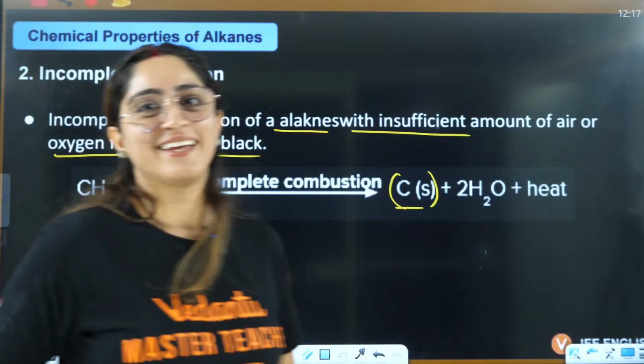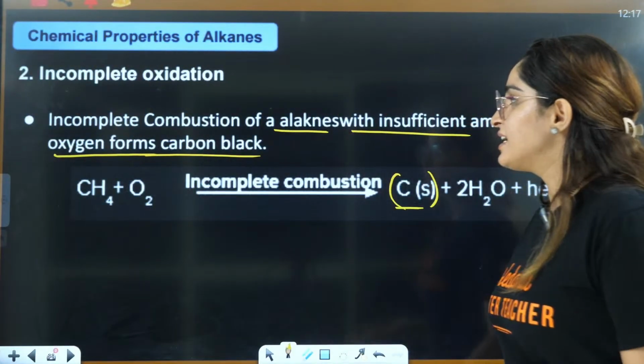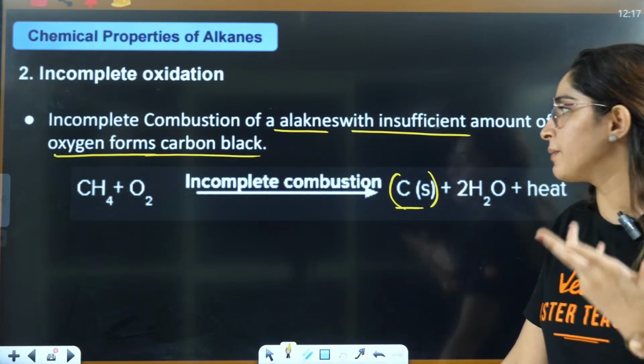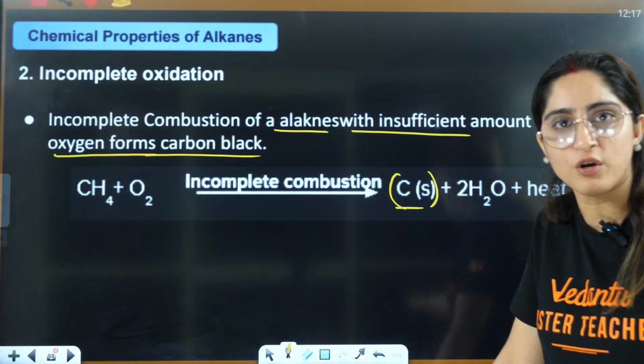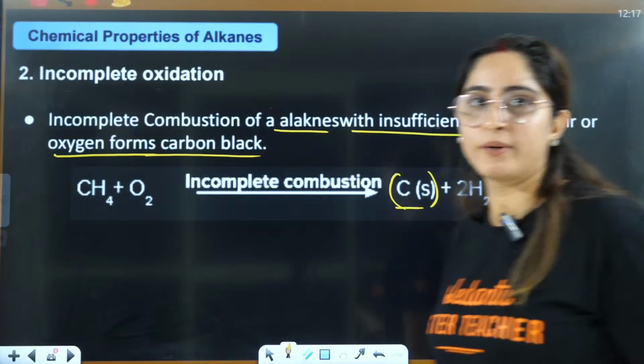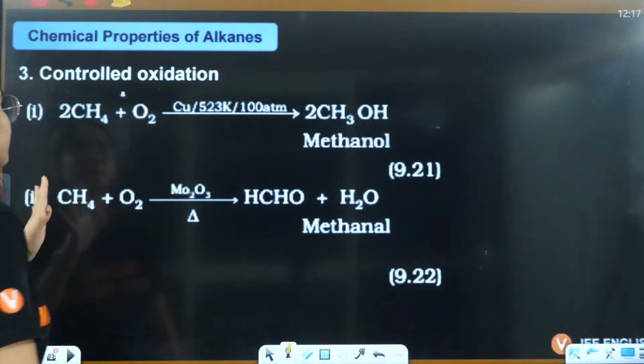So, yes. If you talk about incomplete combustion, incomplete combustion means no sufficient supply of oxygen is there. So in that case, carbon black will be formed, right? Not carbon dioxide, carbon black will be formed.